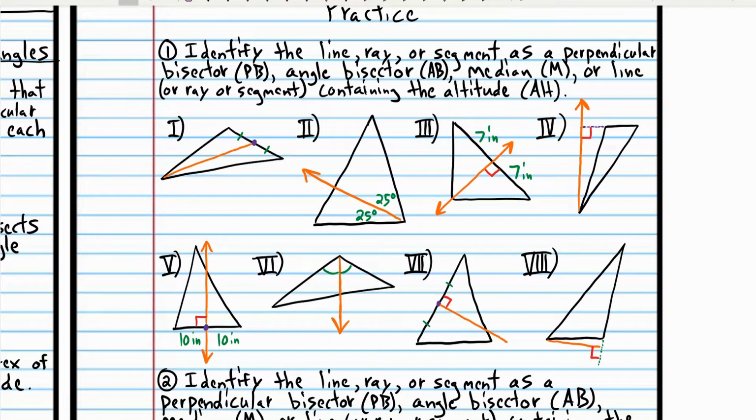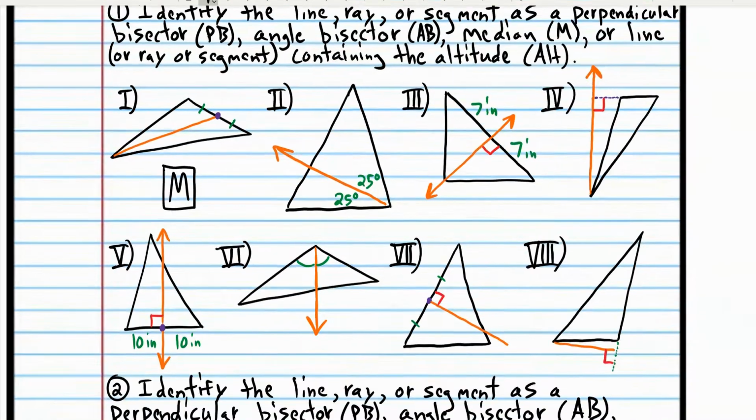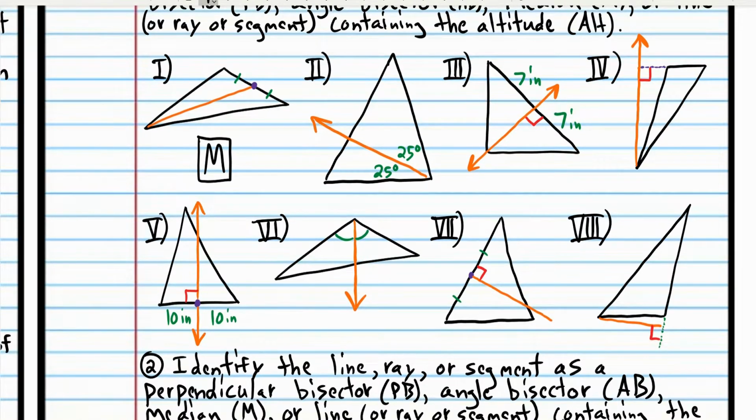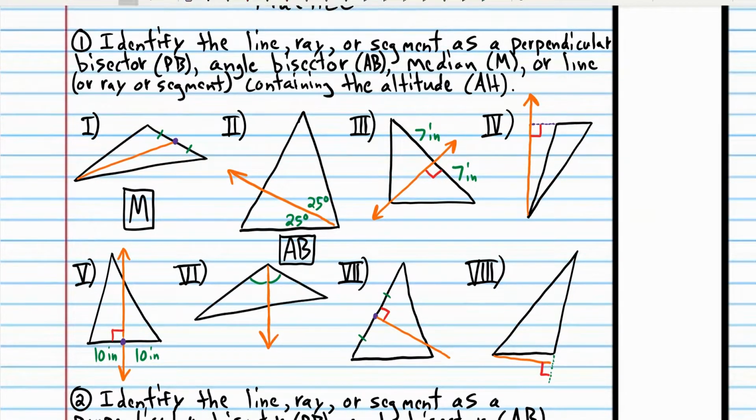So the first one, we start at a vertex and go to the midpoint of the opposite side. So that is a median. That's just the definition of a median. And I know it's the midpoint because these lengths are equal. Now the second one is we have an angle that is bisected, is cut in half to 25 degrees and 25 degrees, so that would be an angle bisector, AB. And over here we have a perpendicular bisector, PB, because it's perpendicular and it bisects this side.